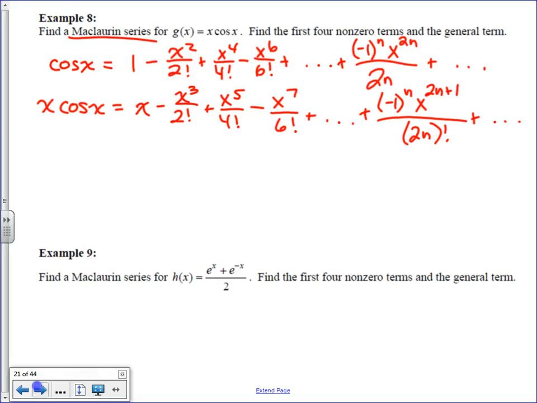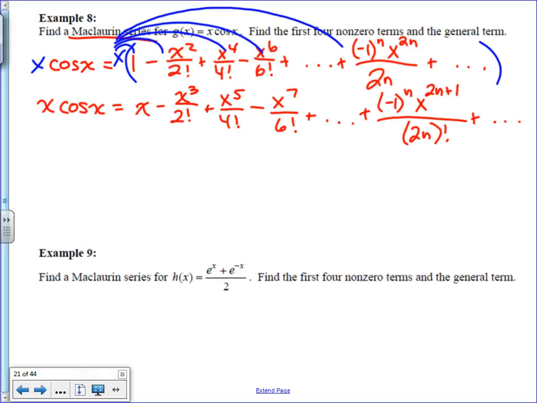Because I can multiply everything by x. So when I multiply by x on this side, I have to multiply by x on this side. But a polynomial, how do I multiply by a polynomial? I go times x, times x, times x, times x, times x, times x, right? Etc., etc., etc. Okay. Example 9. Ooh.